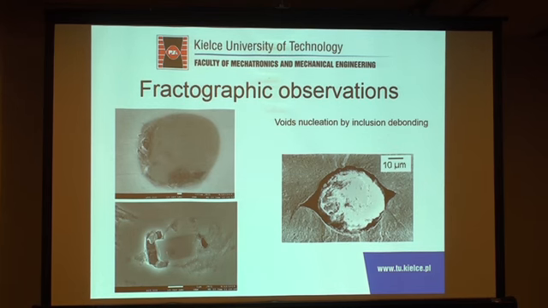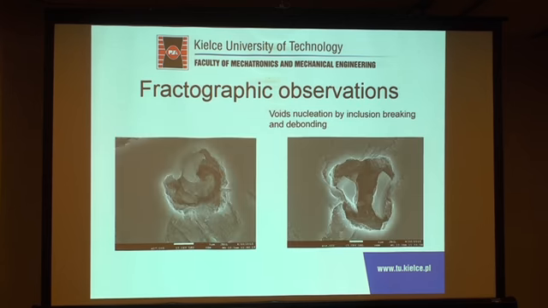Tractographic observations reveal the cause of void nucleation. In the case of strong homogeneous inclusions, the first stage of void nucleation is debonding of the surface of the inclusion from the matrix. In the case of weak inclusions, especially if they are a conglomerate of several standard inclusions, the first stage of damage is breaking of the inclusion, and then void growth is accompanied by debonding of the surface of the inclusion from the matrix.